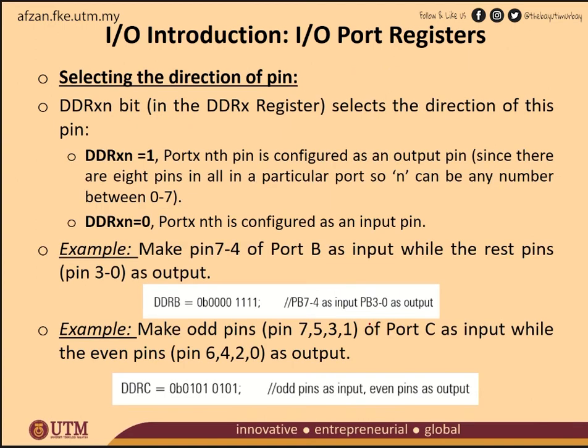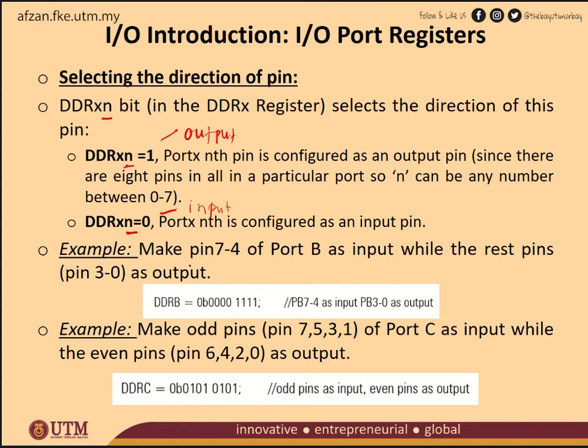Okay, next we are going to select the direction of your pin. If you recall back earlier in module 3 or 4, if not mistaken, instead of dedicating the whole port as an input, or the whole port as an output, we also can change which pin can be input and which one belongs to your output port. So we use the DDR with N bit, in which N here represents the bit that you're going to select the direction of your pin, either you want to make it an input or output. Similar to earlier, if you put 1, it becomes output. If you put 0, it becomes input, depending on the N bit that you're going to select.